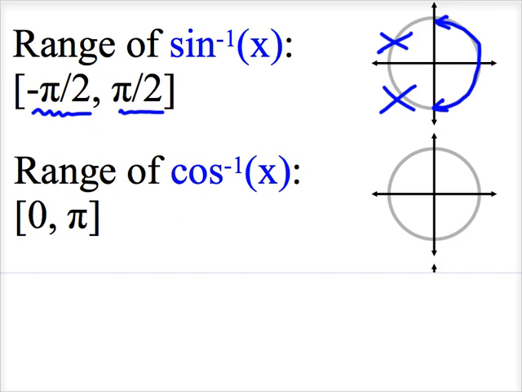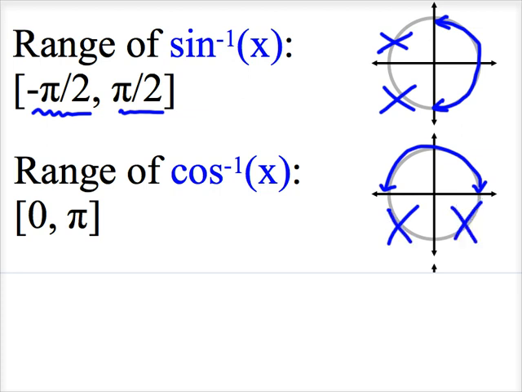Inverse cosine will always give you an angle between 0 and pi inclusive. So you will always get an angle somewhere in the first or second quadrant, possibly those quadrantal angles at the end, but you'll never get an angle in the third or fourth quadrant.